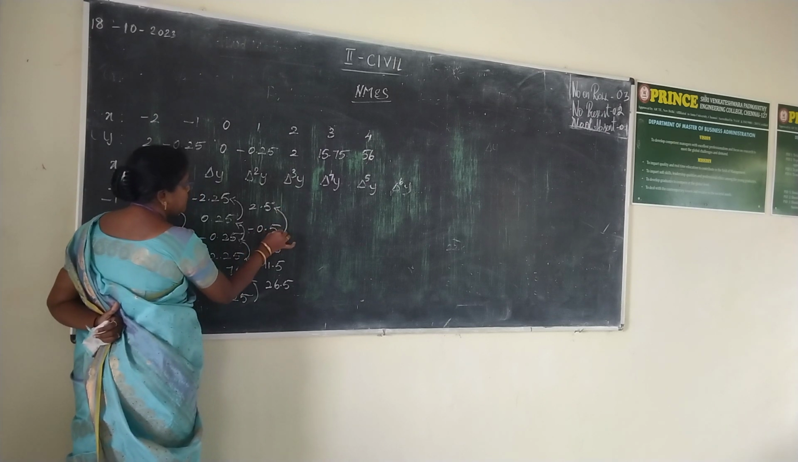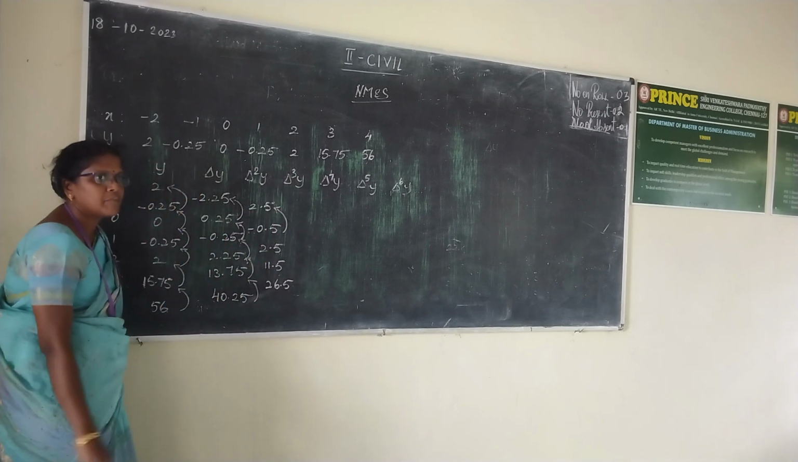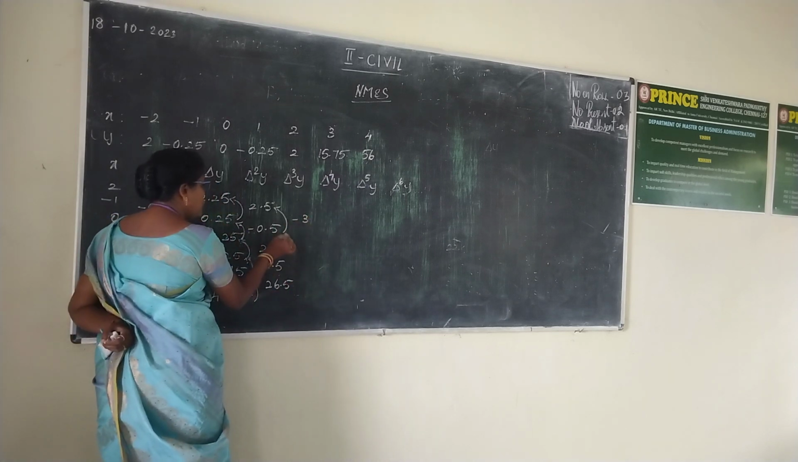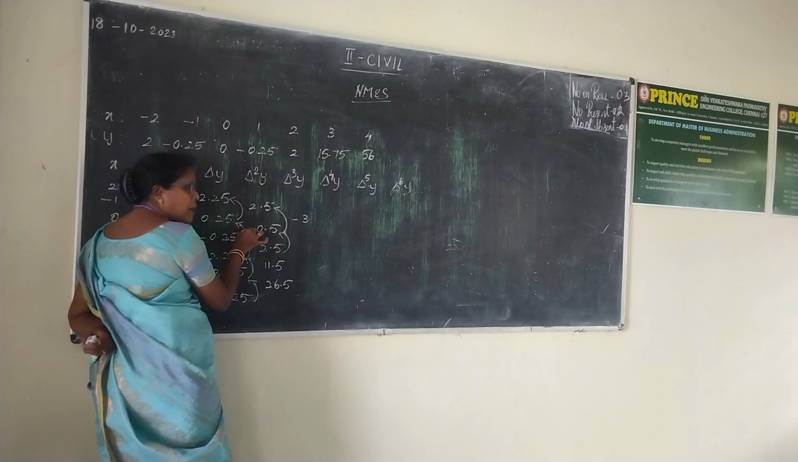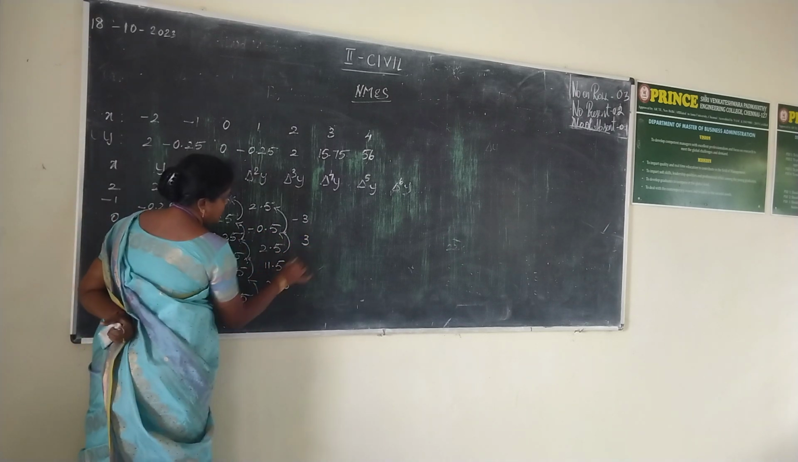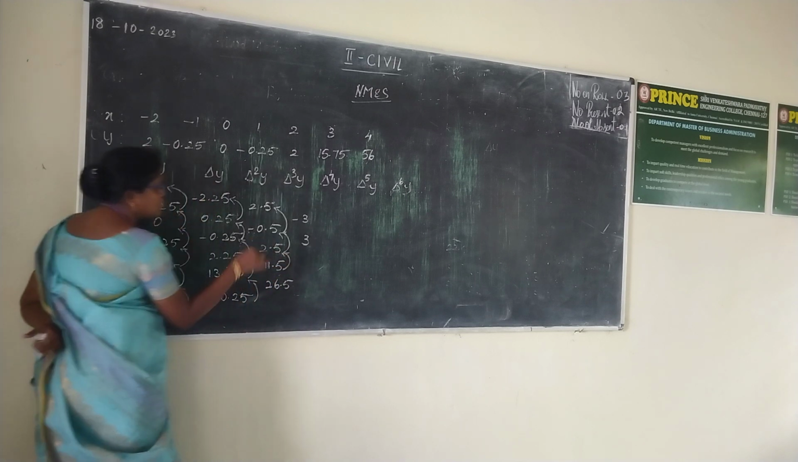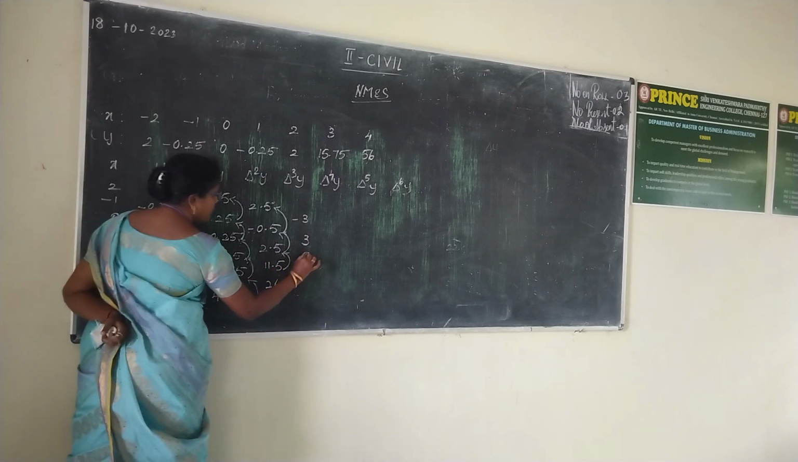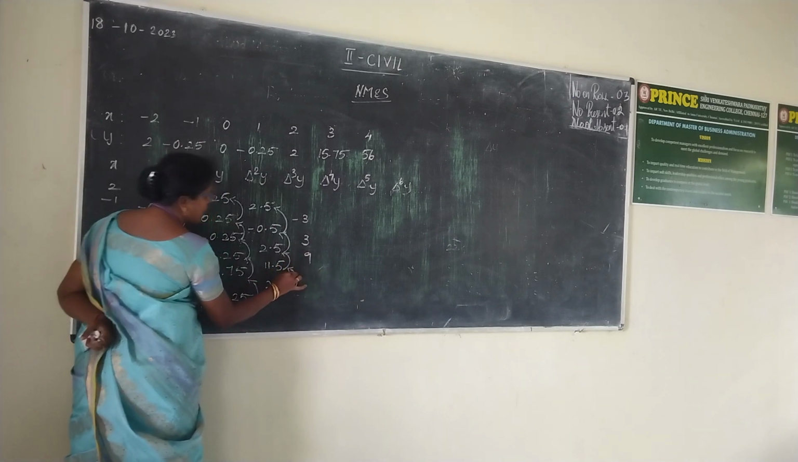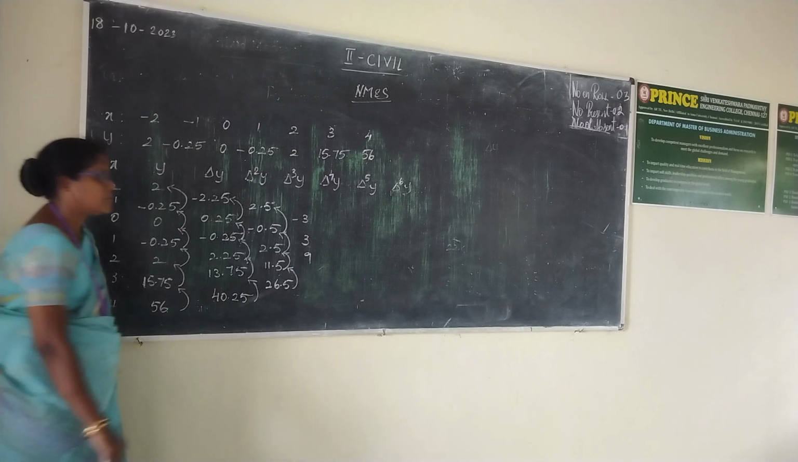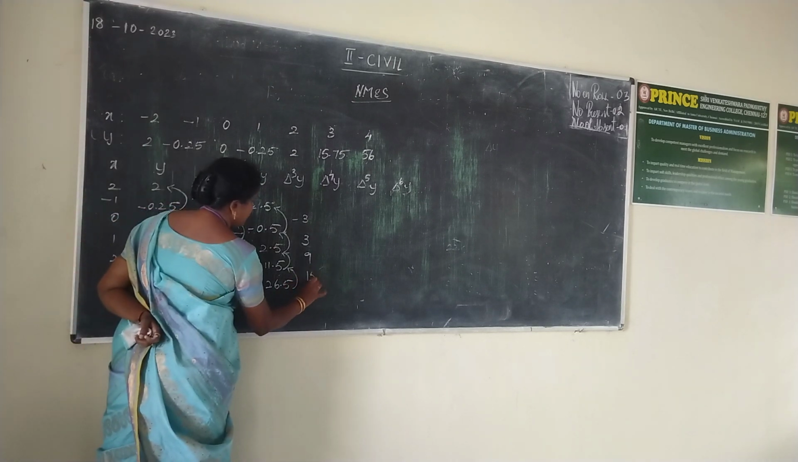Minus 0.5 minus 2.5 is minus 3. 2.5 minus of minus 0.5 is 3. 11.5 minus 2.5. 26.5 minus 11.5. How much more? 50.